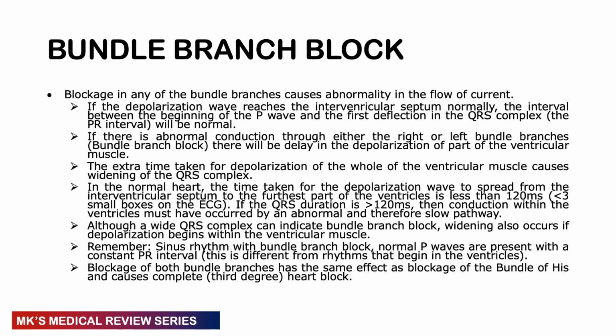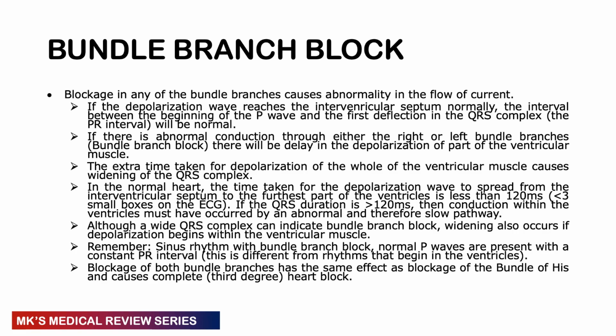Remember, in a normal heart, the QRS complex must be less than 3 small boxes. It must be less than 120 milliseconds, or less than 3 small boxes. So if your QRS complex is greater than 3 small boxes, meaning it's greater than 120 milliseconds, then you should know that your conduction is abnormal and it's being conducted through a slower pathway as opposed to the normal pathway.